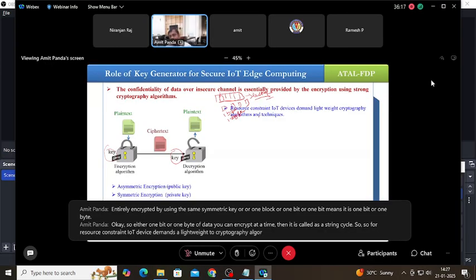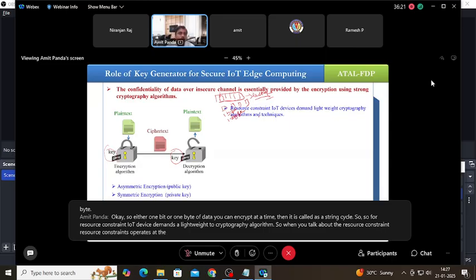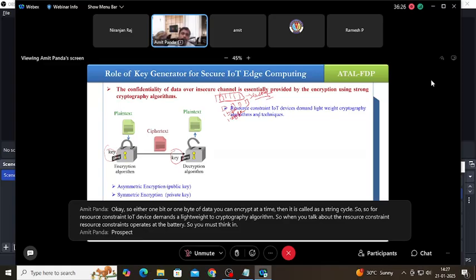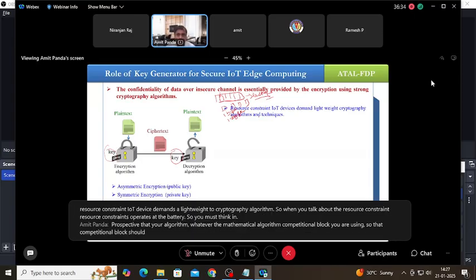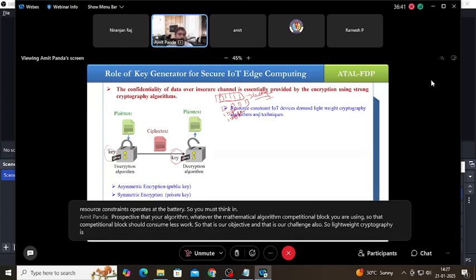A resource constrained IoT device demands a lightweight cryptography algorithm. When you talk about resource constraint, the device operates on a battery. So you must think from the perspective that whatever mathematical algorithm or computational block you are using should consume less power. That is our objective, and that is our challenge also. So lightweight cryptography is our objective to develop. How to do it?